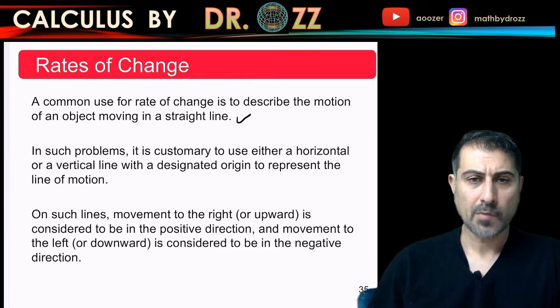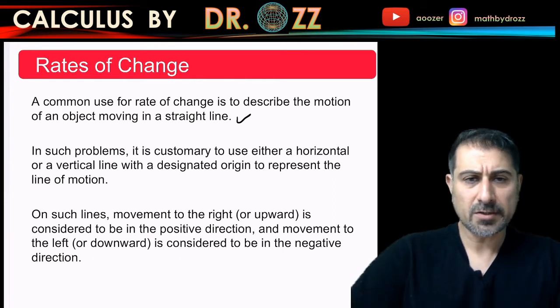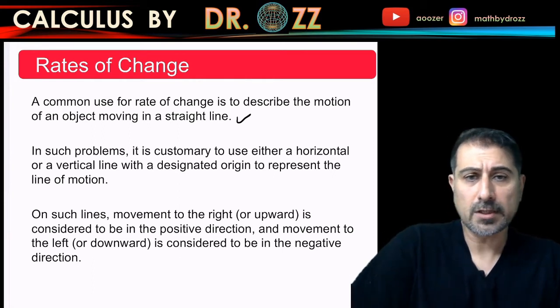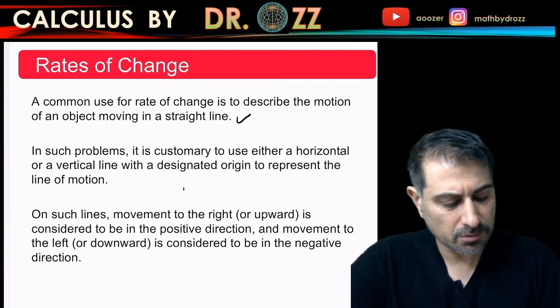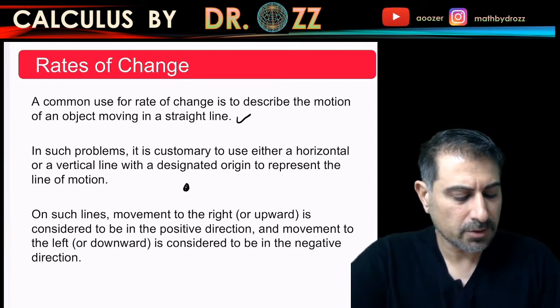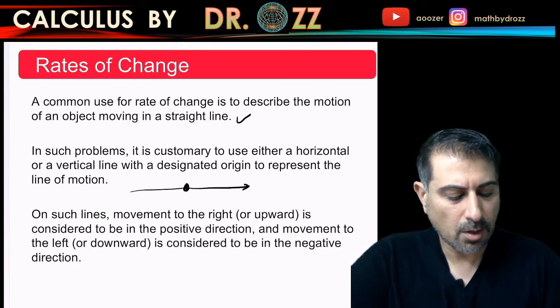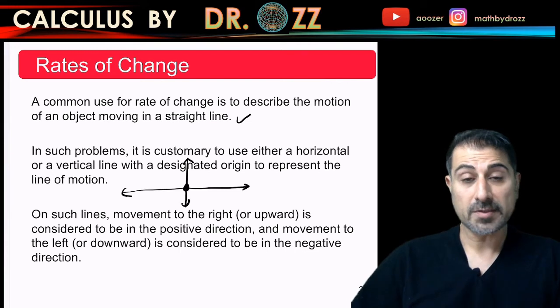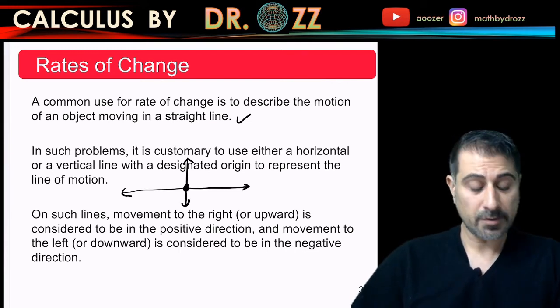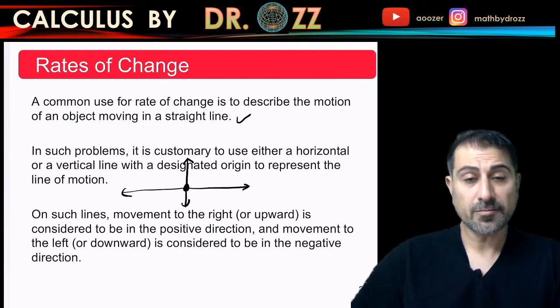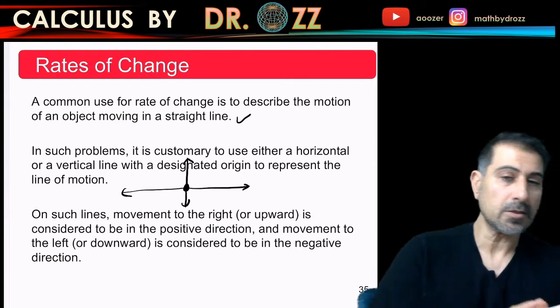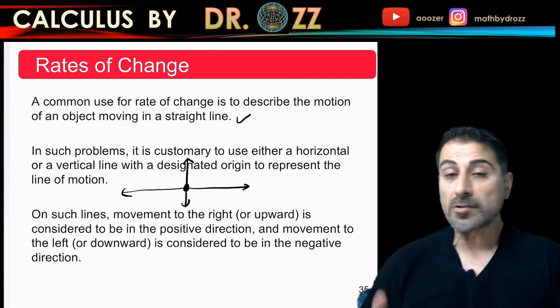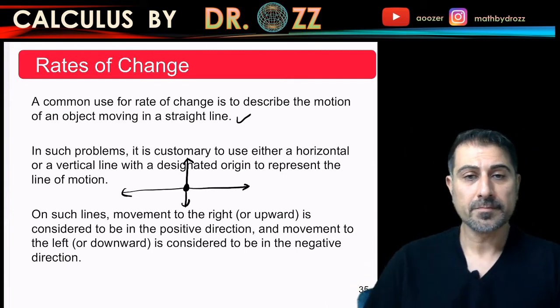Essentially, we commonly use either a horizontal or a vertical line with a designated origin to represent the line of motion. So you can go in this direction, upward or downward. Generally, upward is taken to be positive and downward is negative, or sometimes going to the right could be positive and going to the left negative.